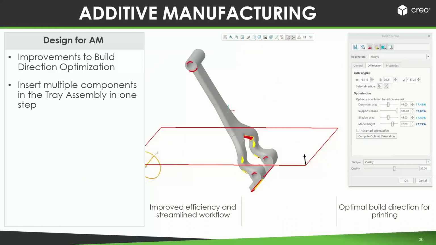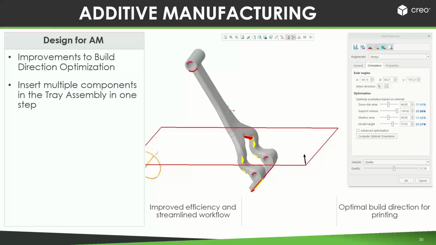We also improved our build direction optimization. This is something that we introduced back in Creo 6 as a tool to help you analyze and also optimize the orientation of your part for different printing purposes, whether that be for minimizing the number of support structures, optimizing it to put more components, or even reduce the build time. It's a really useful tool.